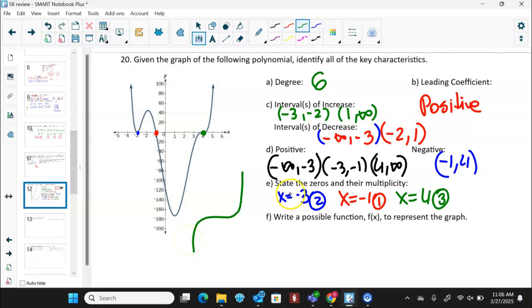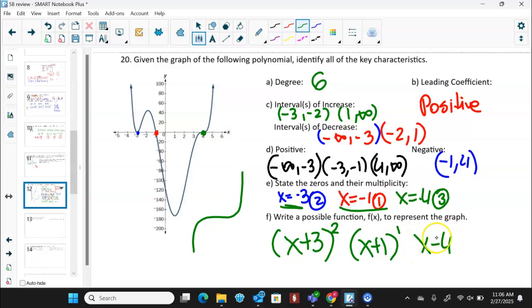And then write a possible function. Again, we're going to take this 0, x minus 3, and move it to the left and make it an x plus 3. We also are going to put the 2 outside for a bounce. Here, we're going to have x equals negative 1, so in the parentheses, it's going to be plus 1. And 1 is your multiplicity. Again, we don't really write that 1. It's always assumed, okay? I'm writing it just for visual memorization. And then x equals 4, so this is going to be x minus 4, and the multiplicity is 3. So this would be your f of x function, okay?